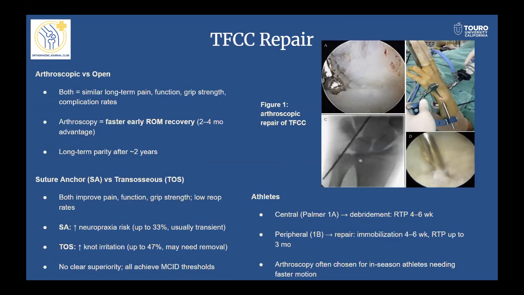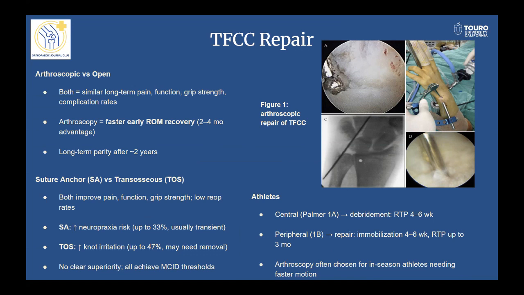Okay, TFCC repair. So arthroscopic versus open. Both arthroscopic and open repairs get patients to the same place after about 2 years. So good pain relief, improved function, stronger grip, all the stuff we're looking for after a wrist injury anyway. The big difference is early motion. Again, for a lot of other things in orthopedics, this is true. Arthroscopy is less invasive. So patients regain the ability to move, in this case, pronation, supination, and flexion extension, on average 2 to 4 months faster. That matters most for athletes or people who can't afford to sit through a really long, stiff period of recovery for whatever reason.